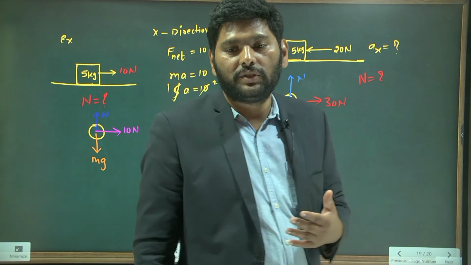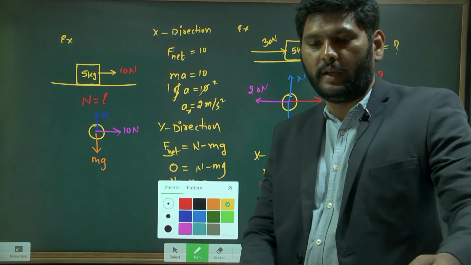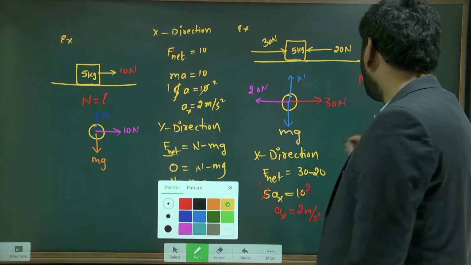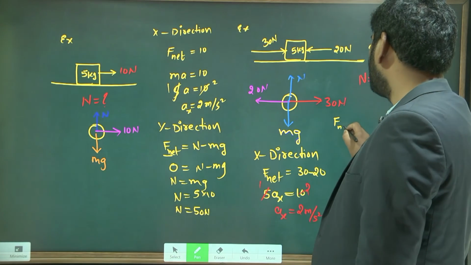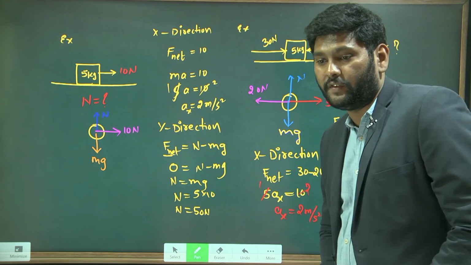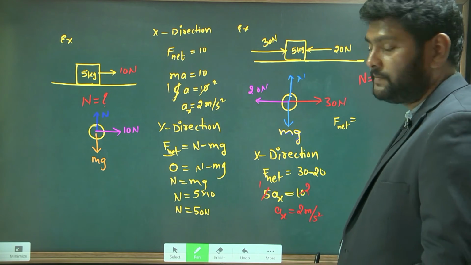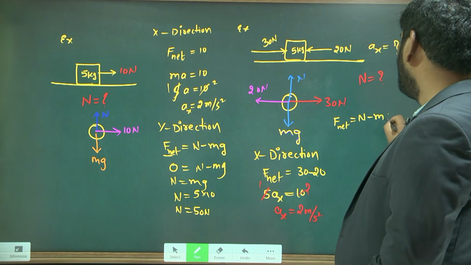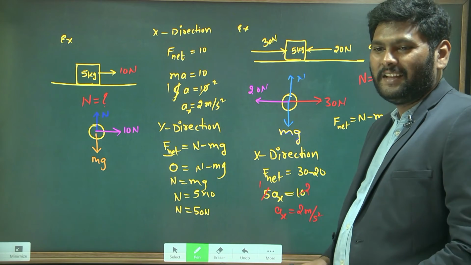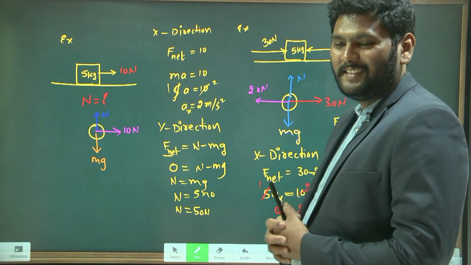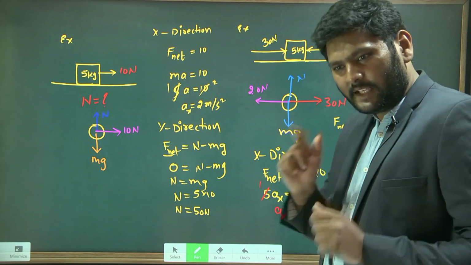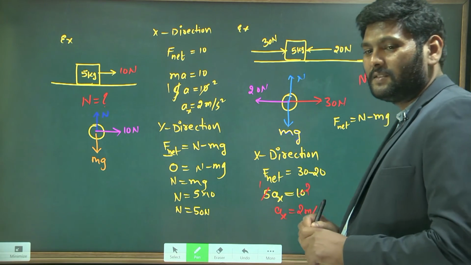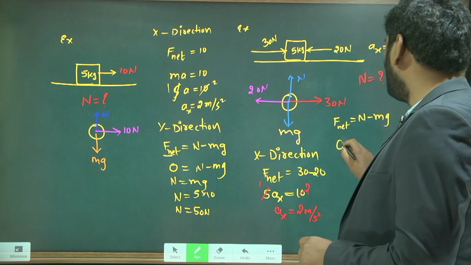In which direction do you need to take the components? Y direction, sir. Yeah, take the Y direction now. Along the Y direction, net force is equal to N minus mg. Very good. But along the Y direction, how much is the net force? Zero. Why? The object is not moving in the upward direction or the downward direction. Since it is 0, very good, excellent.